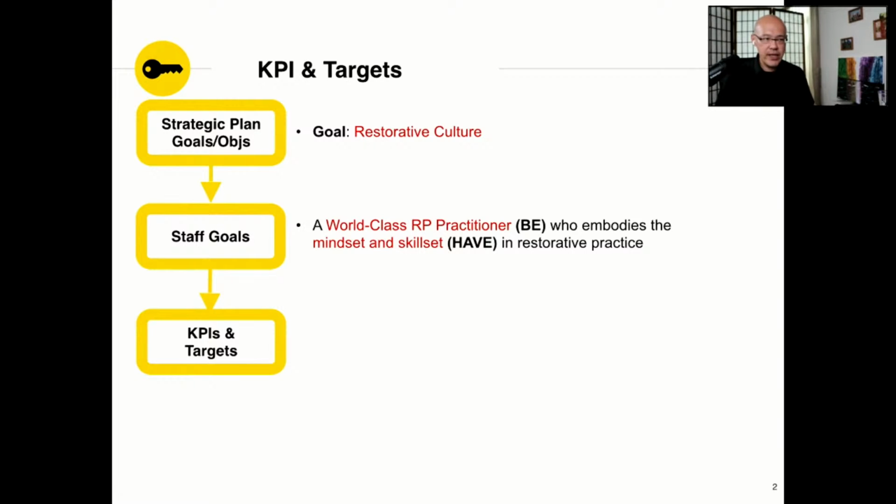And what they want to see is the staff as world class RP practitioners having the mindset and the skill set in restorative practice. And so, with that as a goal, what kind of KPIs should they be looking at? If you recall in the last video where we talked about reliability criterion, effectively you have system, staff, student, and school perspective. So in this case, the SSD, when I work with him, there are just two aspects of the KPIs that he wants to look at.